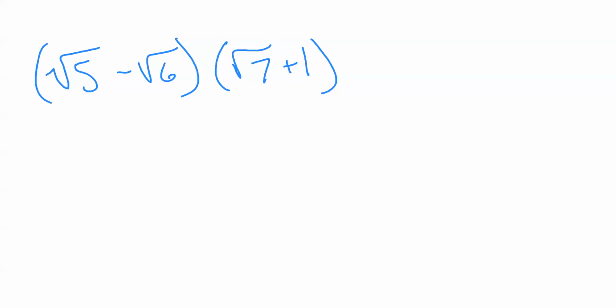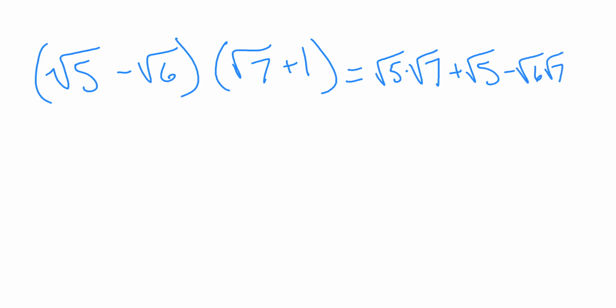For our first example, we've got root 5 minus root 6, all multiplied by root 7 plus 1. We're just going to use FOIL or the distributive property to multiply all of this stuff out. So we've got root 5 times root 7 and root 5 times 1. And then we've got a negative root 6 times root 7, and we've got a negative root 6 times 1. Okay. Then we can use our properties of radicals to put these under the same radical.